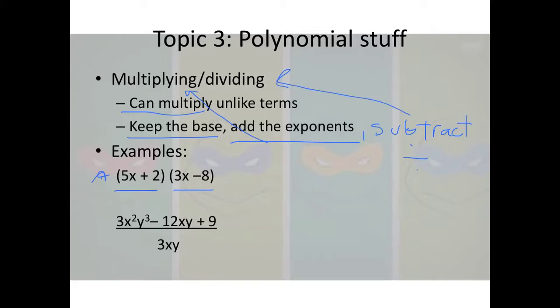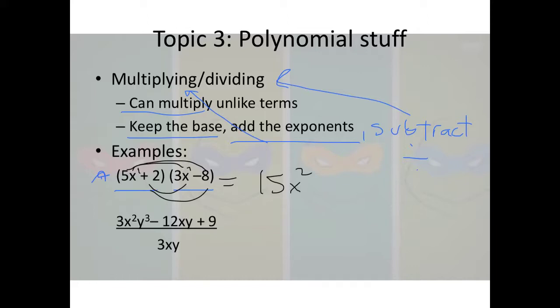To get the answers, here's how I did it. 5x times 3x is 15x squared. Remember, you can treat those like they're ones there, so if we keep the base, add the exponents, 1 plus 1 is 2.